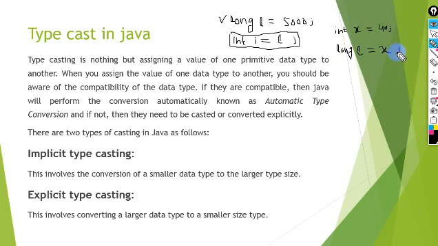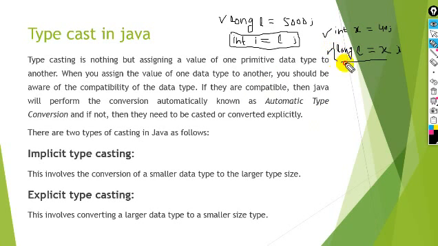In this case there will be no problem. Why? Because long is the large size data type and integer is the small size data type. Java will automatically convert integer to long. So there will be no problem; automatically Java will convert the integer data type to the long data type. We can say this is implicit typecasting.